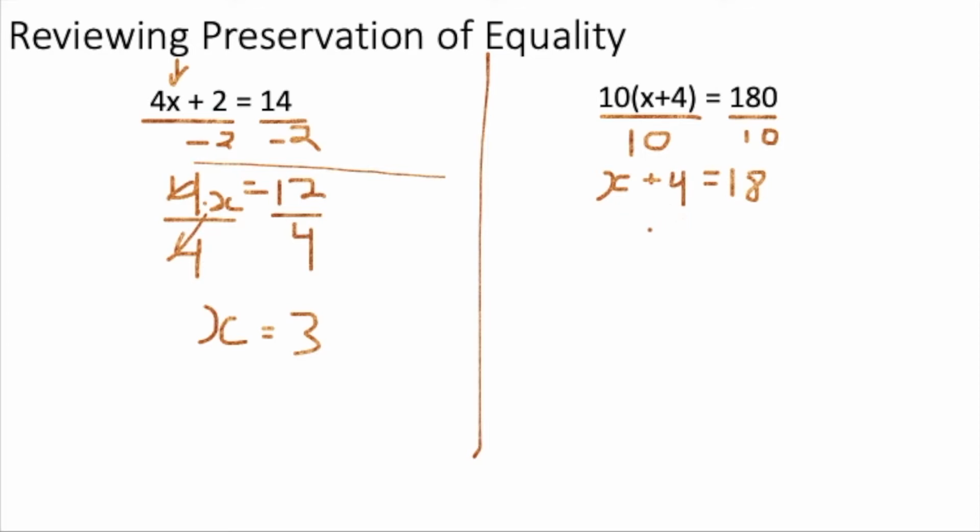So I need to get rid of this plus 4 here. So I'm going to subtract 4, and I'm going to subtract 4. And this is equal to 14 now. And so x is equal to 14.